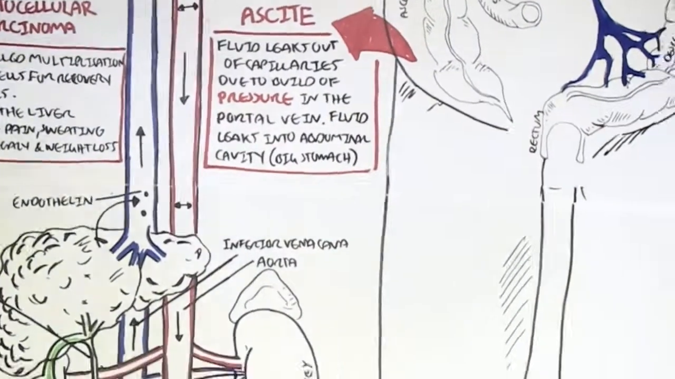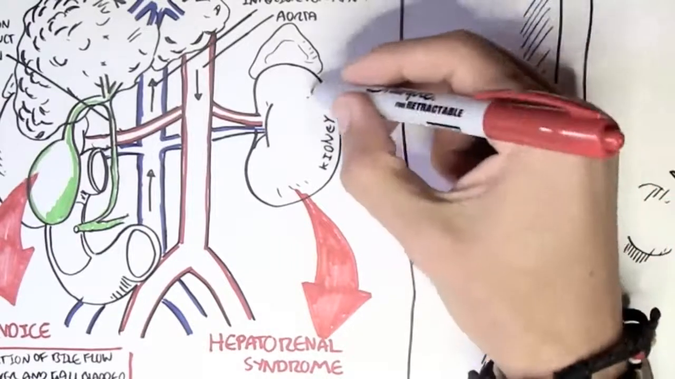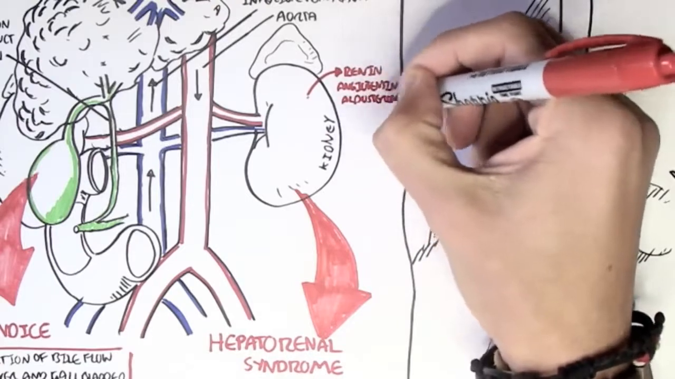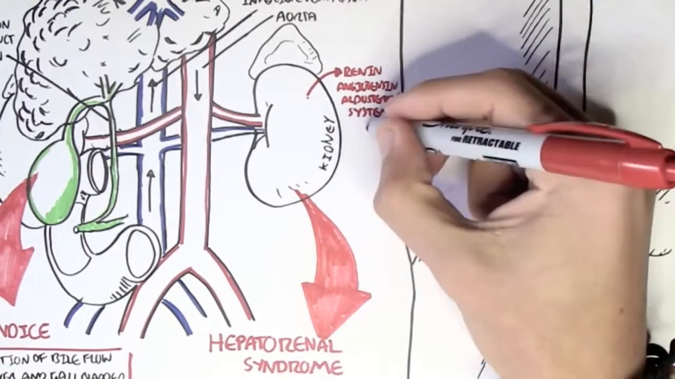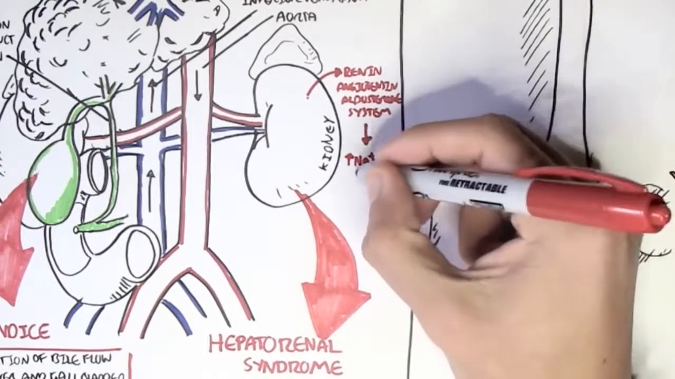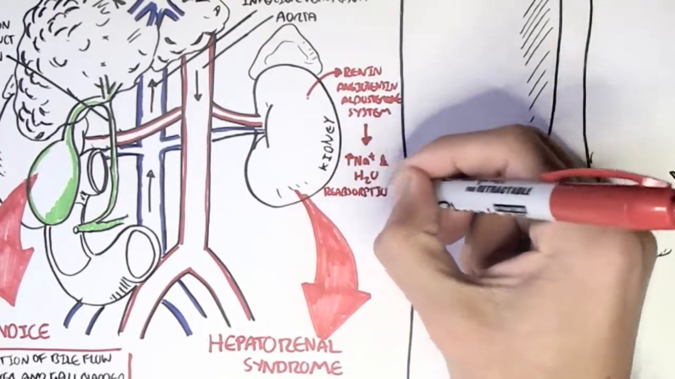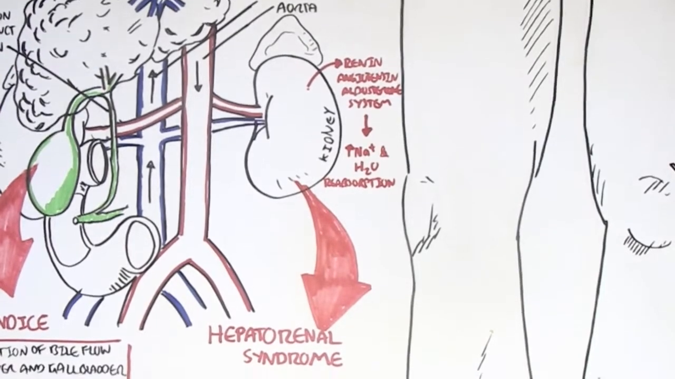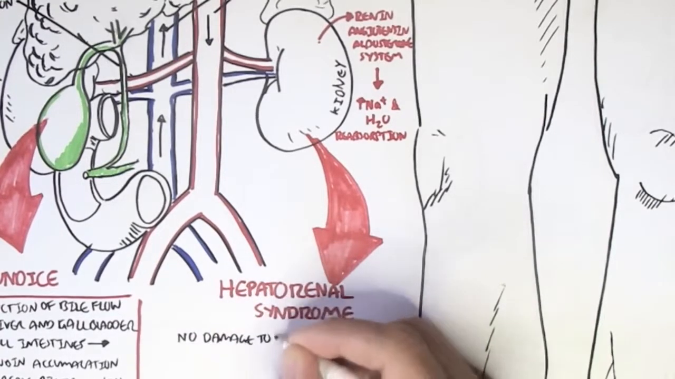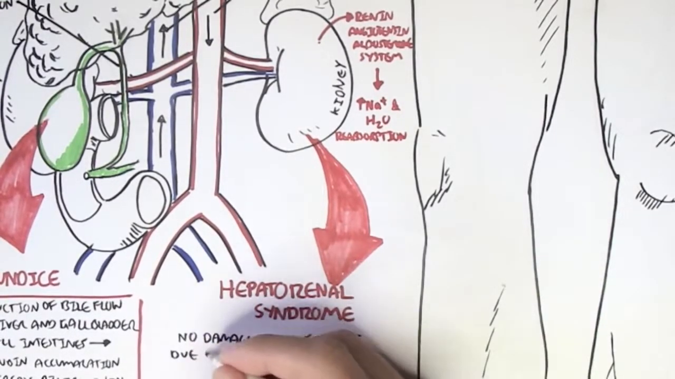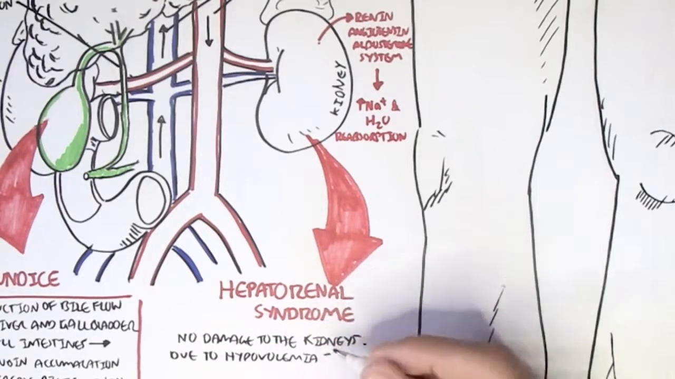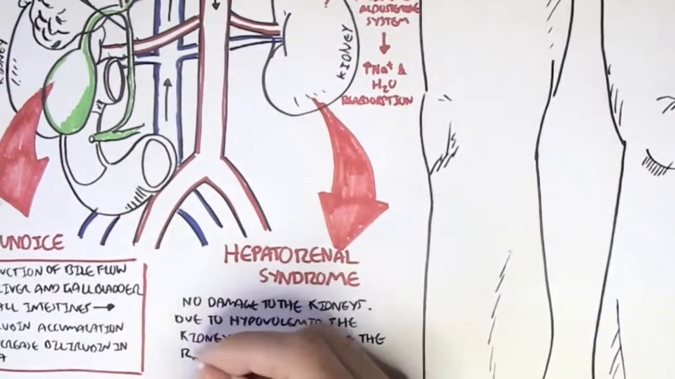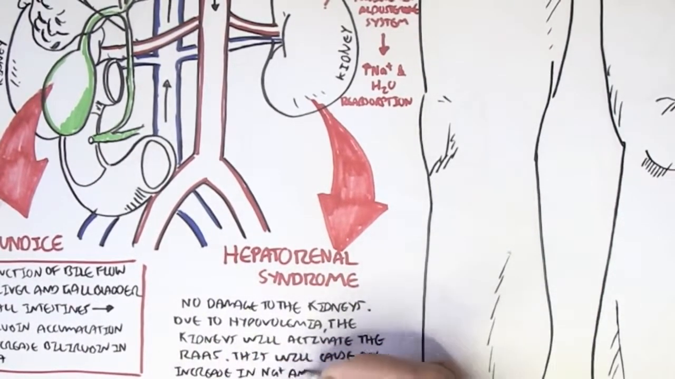The kidneys, because they are not receiving enough blood, enough fluid, will activate the renin-angiotensin-aldosterone system. This will stimulate the reabsorption of water and sodium from the kidneys, which will therefore increase water and sodium levels in the body to compensate for this lack of blood supply. So hepatorenal syndrome is when we have no actual damage to the kidneys, but due to hypovolemia, low fluid volume in the blood, the kidneys will activate the renin-angiotensin-aldosterone system, which will cause an increase in sodium and water reabsorption.